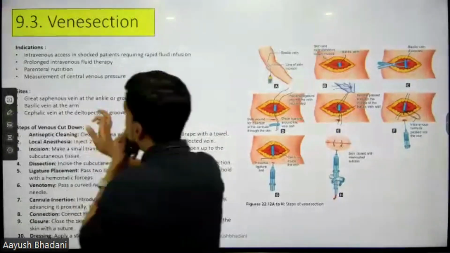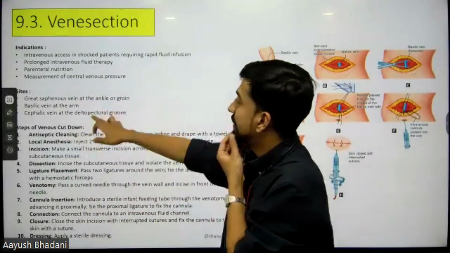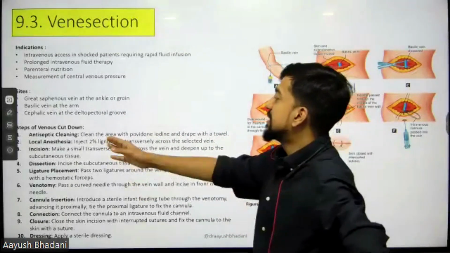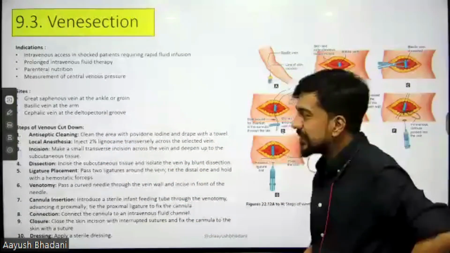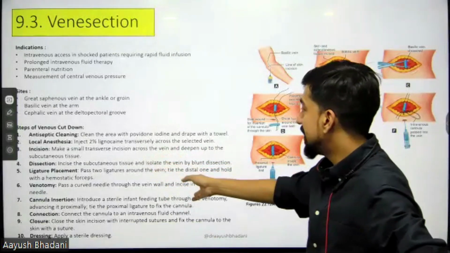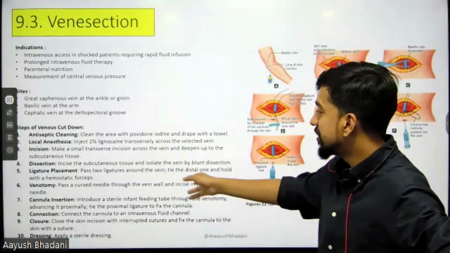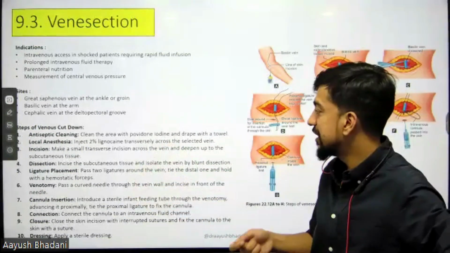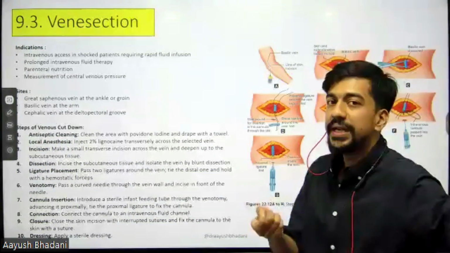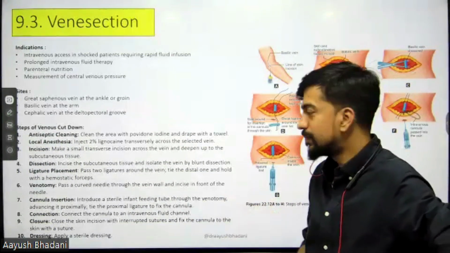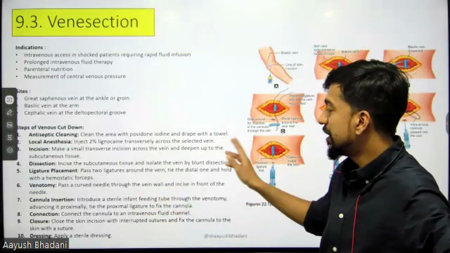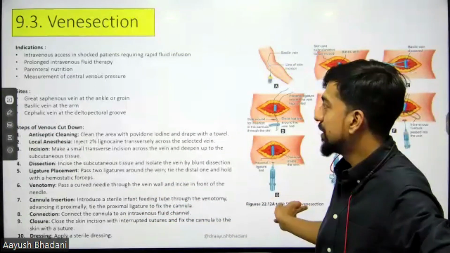I think this would be the steps: great saphenous vein, basilic vein, cephalic vein, and the deltopectoral groove. Antiseptic cleaning, obviously, you do under local anesthesia, 2% lignocaine. We give a small incision. We dissect the vein. We put 2 ligatures. We do a venotomy. Venotomy is nothing but otomy. Otomy is making a cut, like otomy is opening. Ectomy is removal. Cannula insertion, then connect to the IV fluid, and then close, and then do the dressing.